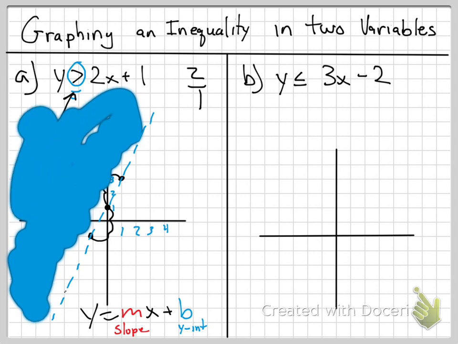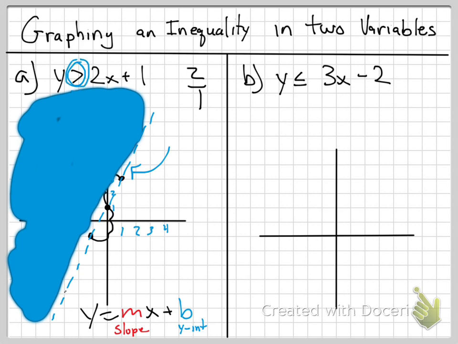So we're just going to shade up here. And if you notice the line, I'm trying not to get the line. The line is not shaded. Or sorry, the line is dotted. That means it's not included. On this side here, if you see it has an equal sign, that means it would be included. It would be a solid line. That's what we have. All right, let's go ahead and move on to the next one.